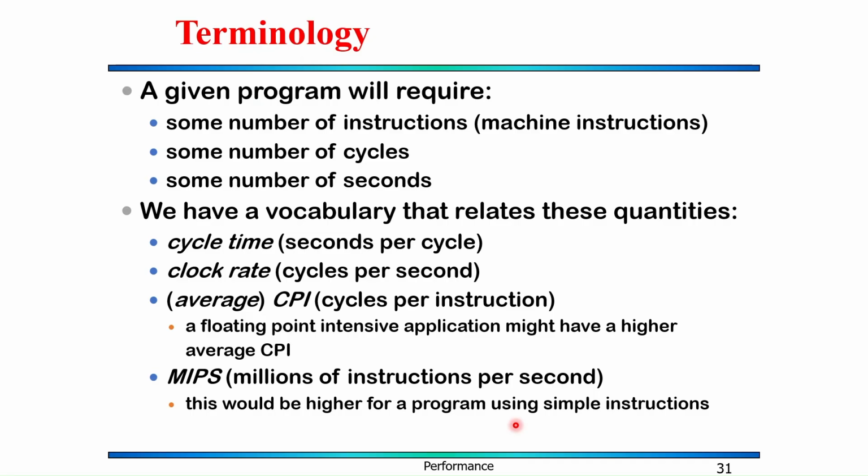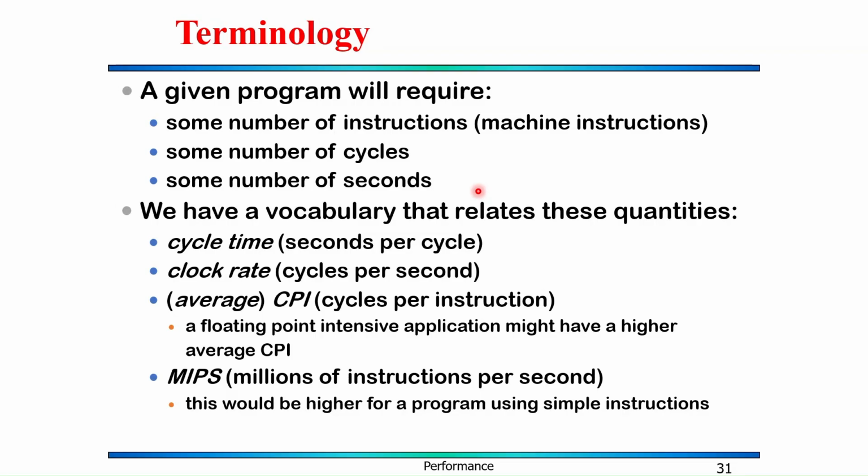This slide indicates the key terms we use when discussing performance. A given program will require 3 things. It will require some number of machine instructions, some number of clock cycles, and some number of seconds to complete. We have a vocabulary that relates these quantities. Cycle time is seconds per cycle. So this tells us how long each individual cycle takes. Clock rate is cycles per second. This tells us how many cycles happen in 1 second. So clock rate is the reciprocal of cycle time.